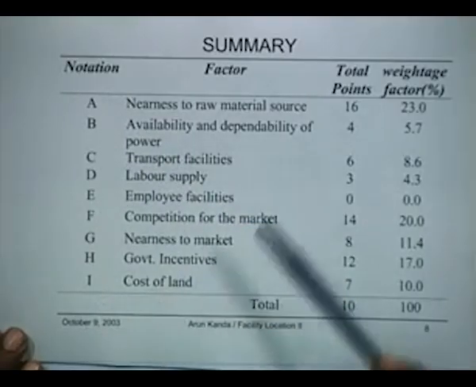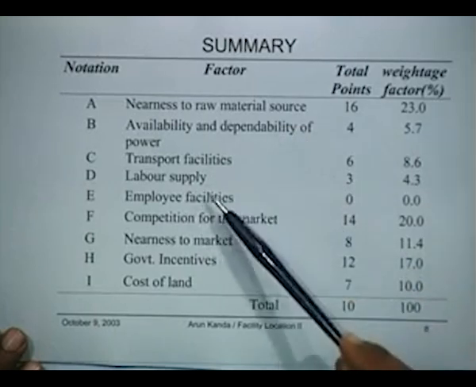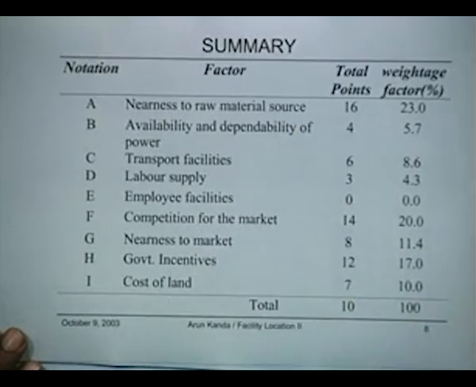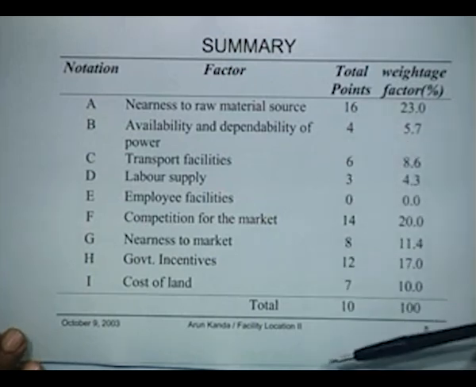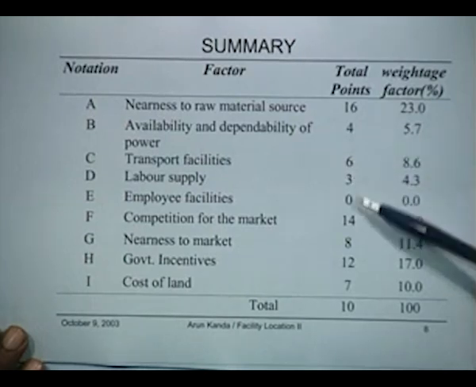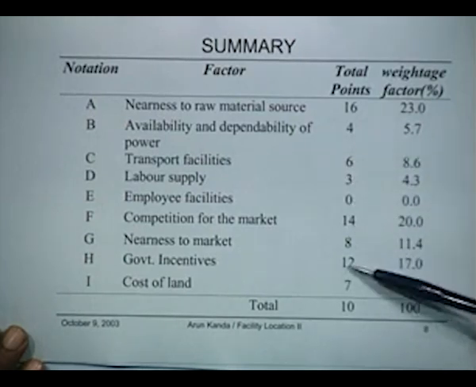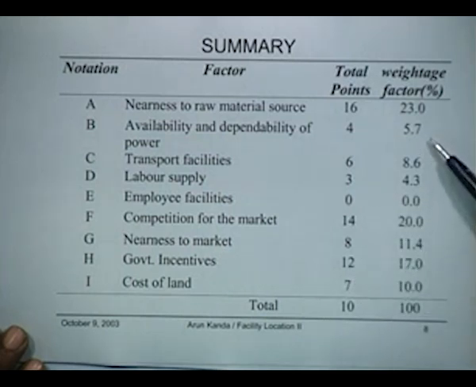So in this particular example, we had these objectives A, B, C, D, E, F, G, H, I, which were nearness to raw material source, availability and dependability of power, transport facilities, etc. And the total weightage given to these particular factors came out from there as 16, 4, 6, 3, 0, 14, 8, 12, 7. And this was what was basically involved here.